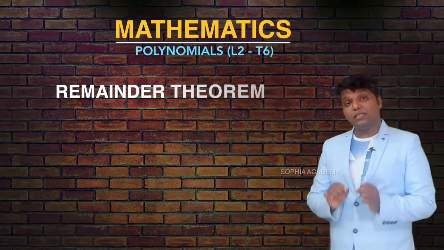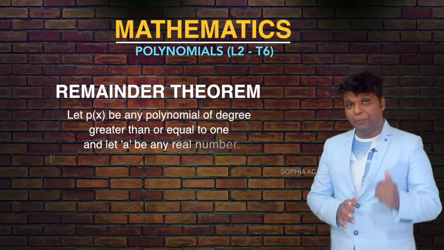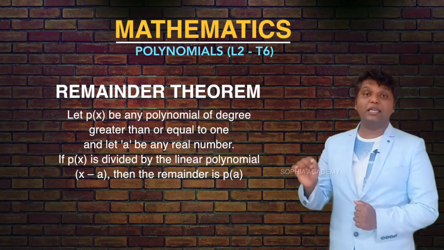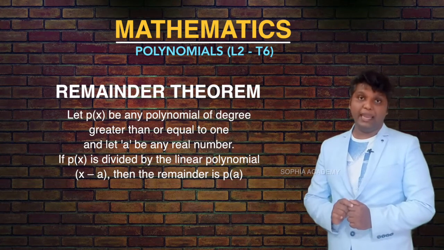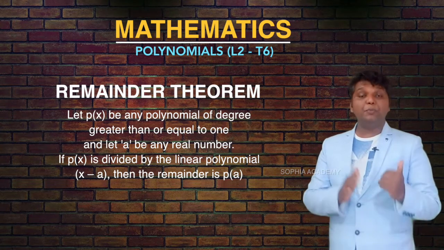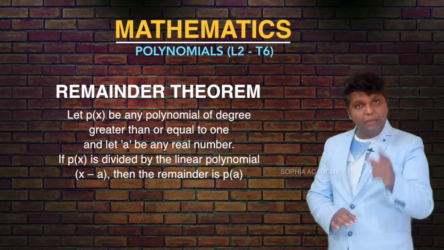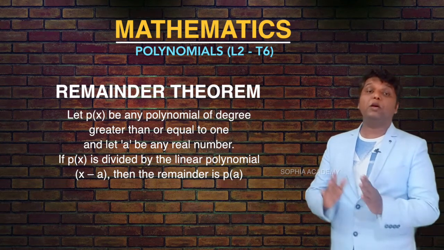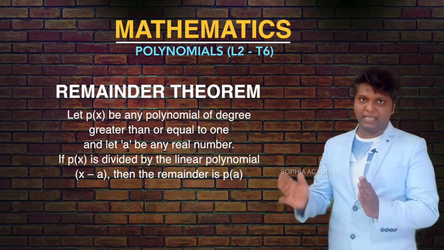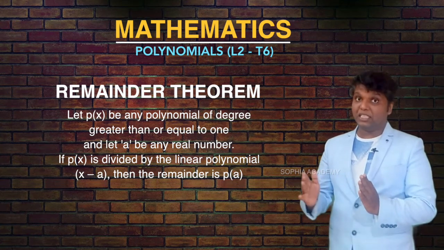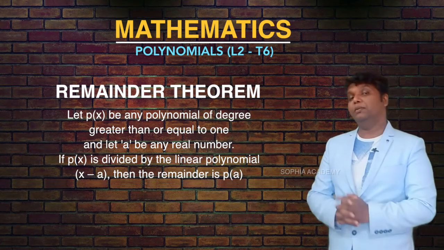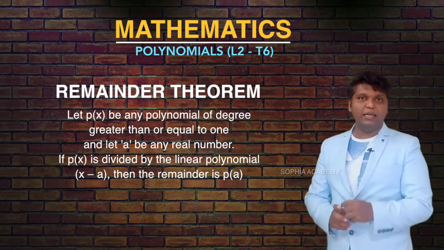So actually what was remainder theorem? If you are taking a p of x, a polynomial in x, and if you are considering a number, small letter a, and if this p of x is divided by x minus a, and if you want to find the remainder, what will be the remainder? The p of a will be the remainder, when dividing by x minus a. That's what we studied in remainder theorem.